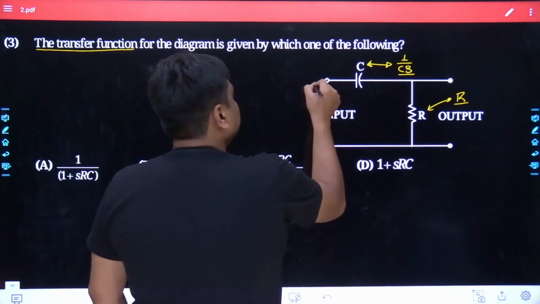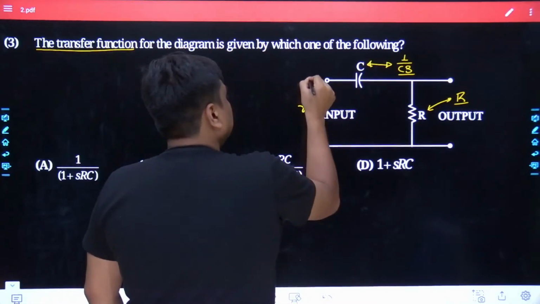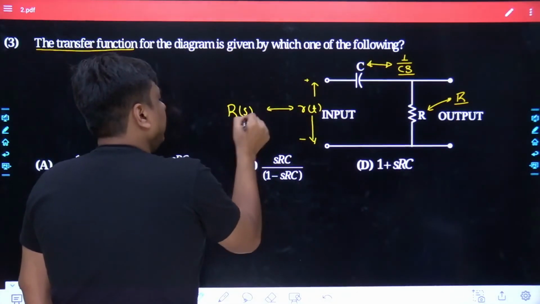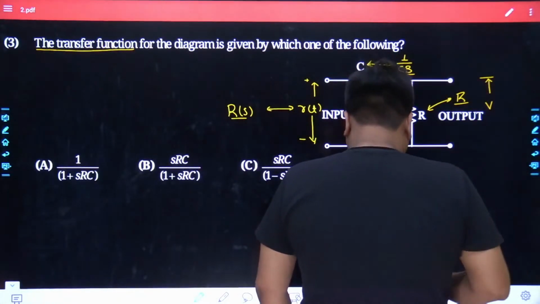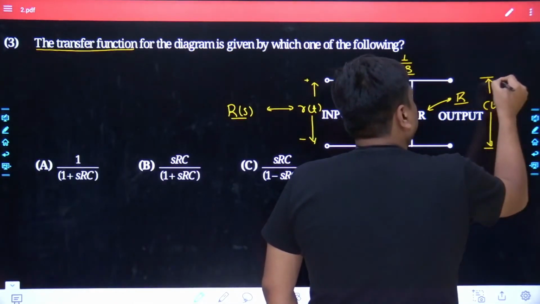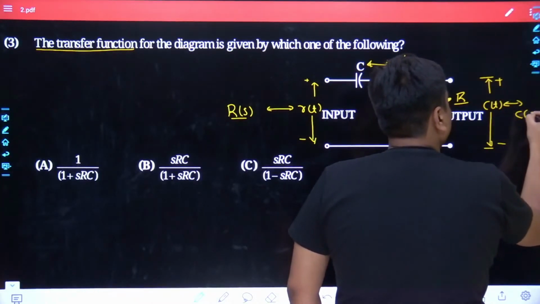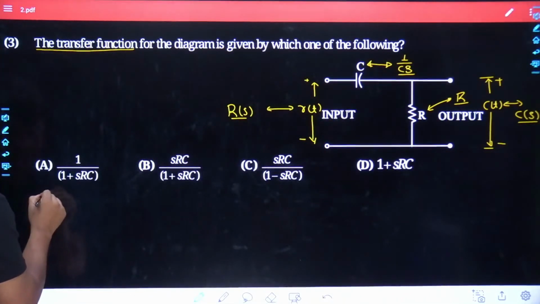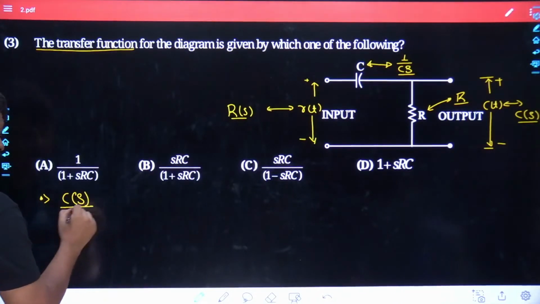Let's take the input applied here as r(t) in the time domain; obviously in the Laplace domain it would be called capital R(s). And let's take the output voltage across the resistor element as c(t) in the time domain. In the Laplace domain, it's simply capital C(s). So in this problem, we are in search of the ratio of output voltage to input voltage.